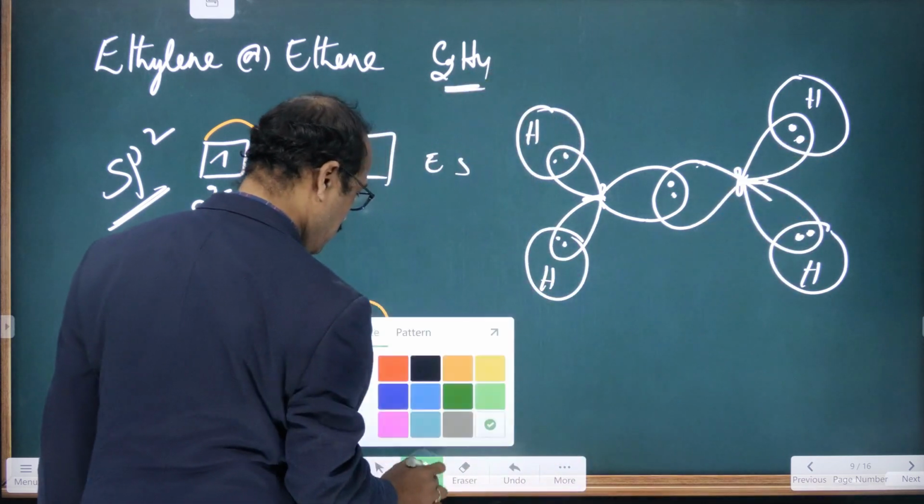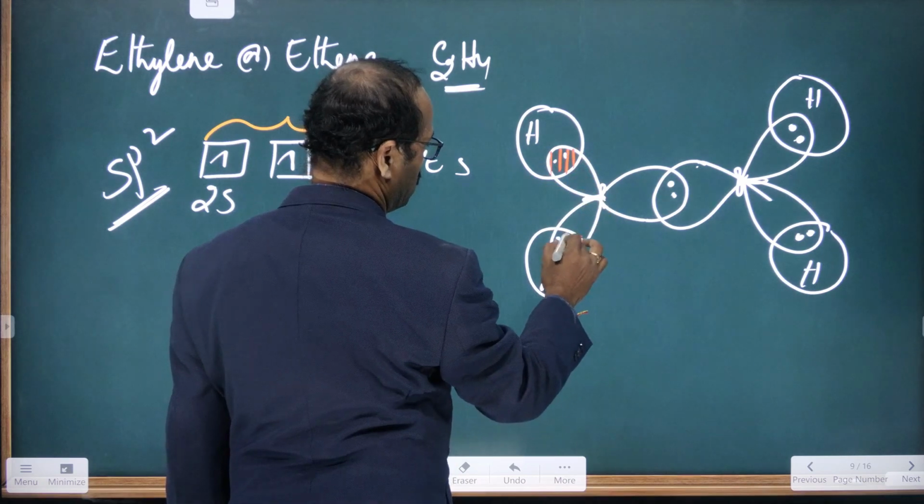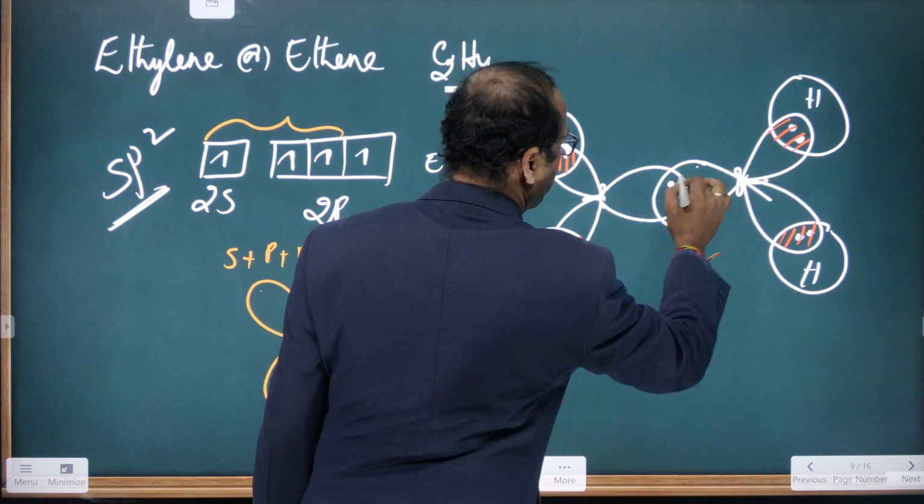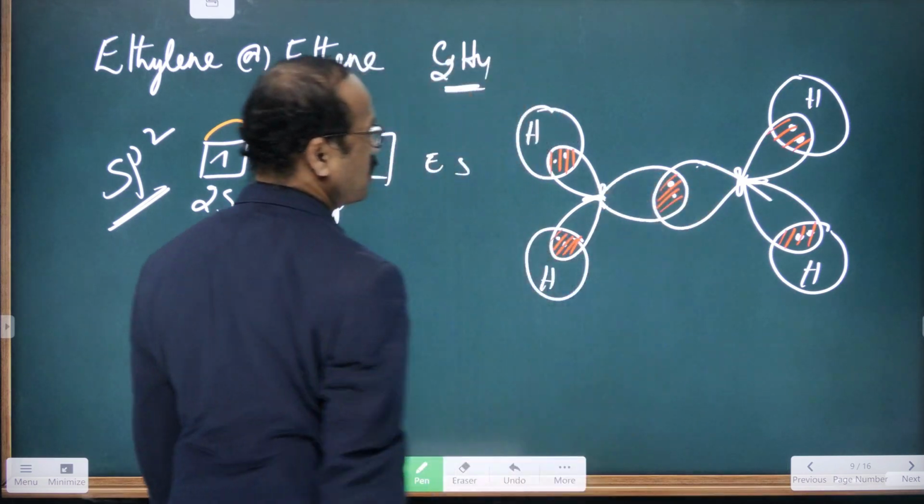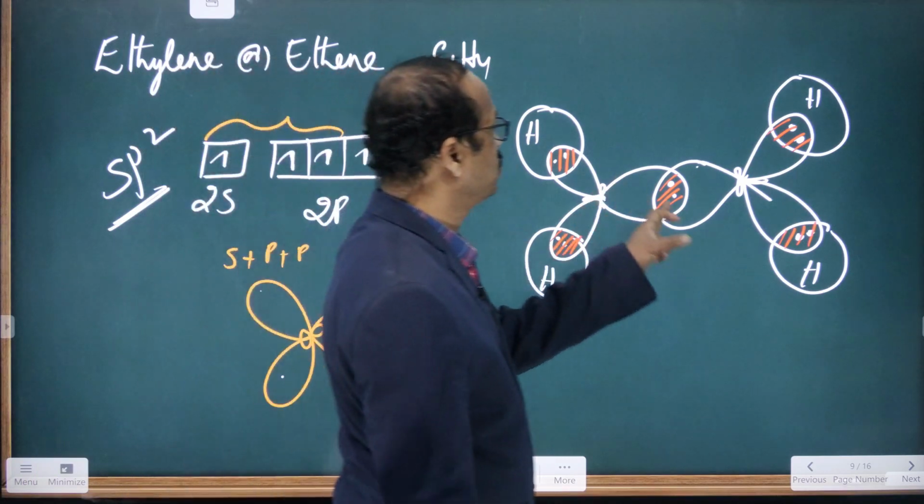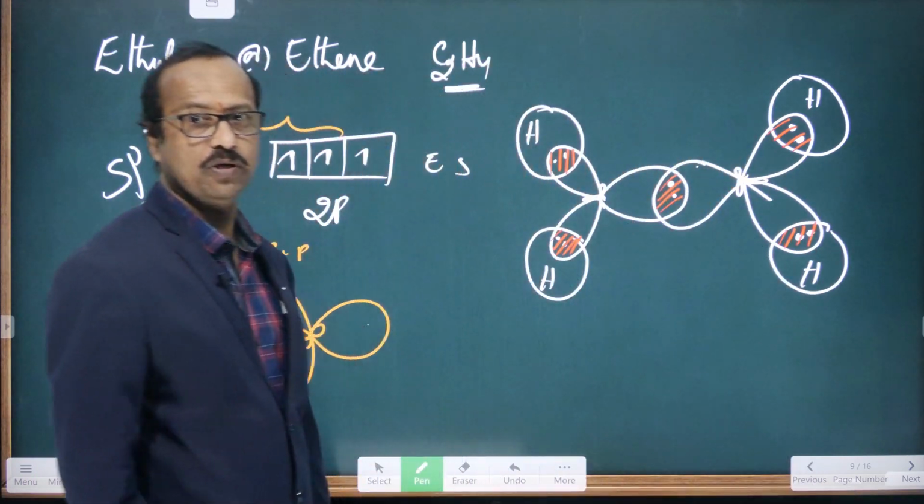So now what's happening? They are forming the sigma bond. Sigma bonds are formed. So in ethene, how many sigma bonds are there? 1, 2, 3, 4, 5 sigma bonds are there.